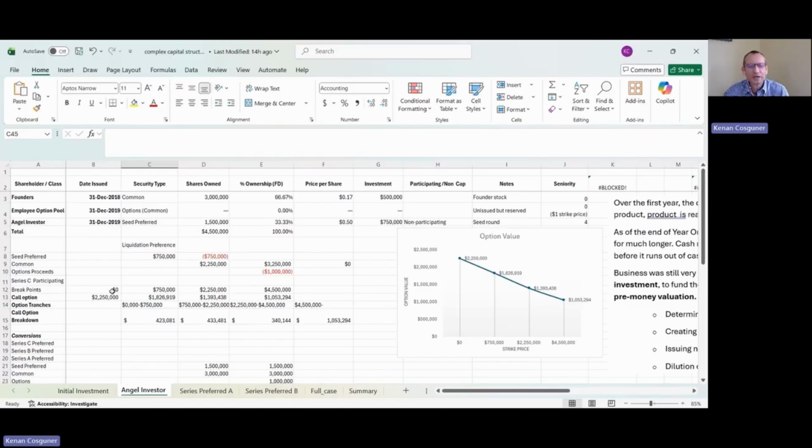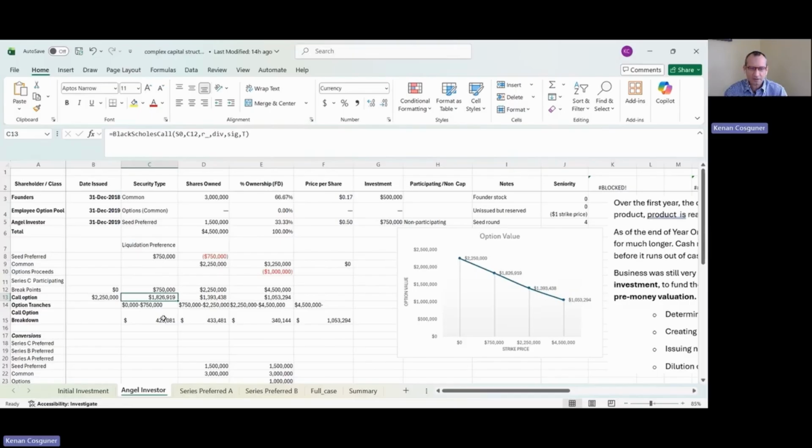We have different breakpoints, and based on each breakpoint, we have call option values, as you see on the chart on the right. For different exit values, we have different call option values. Let's focus on the breakpoints. We know that preferred shares have a liquidation preference feature that entitles its owners to get paid before common shareholders. So our first breakpoint should be 750. 750 is the liquidation preference amount of preferred shares.